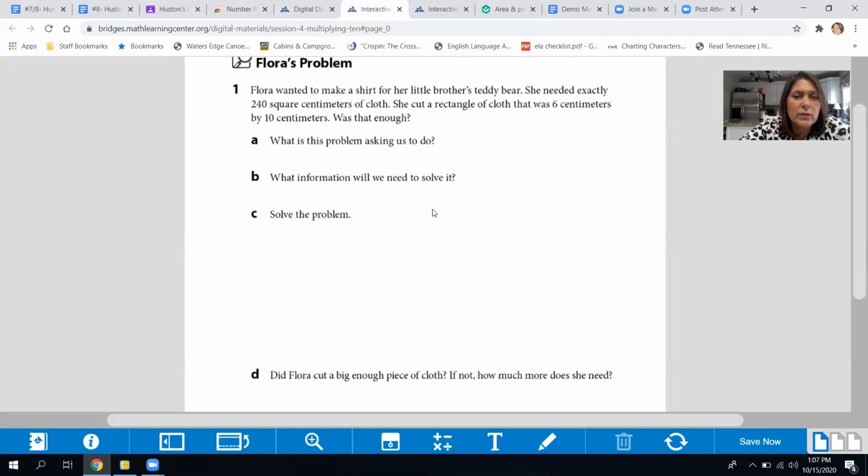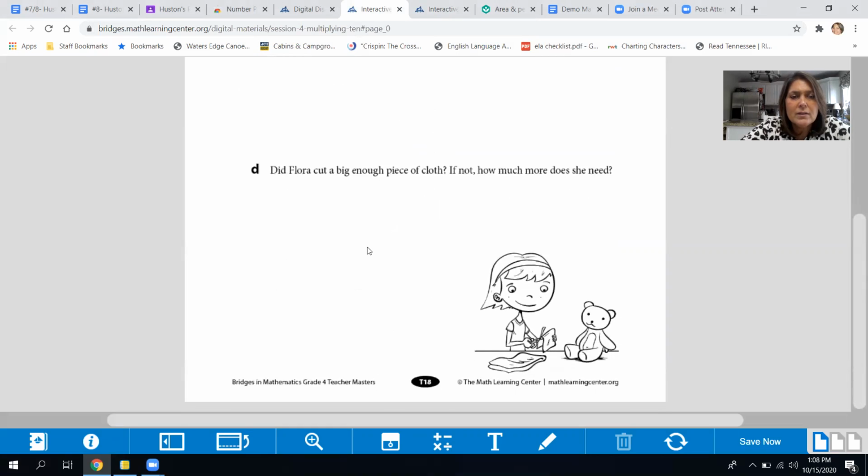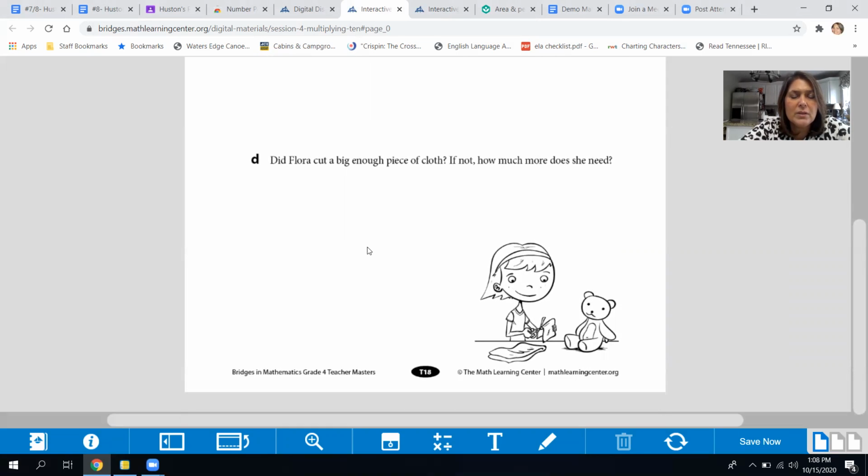What information will you need to solve it? Solve the problem. Now you might have a different way to solve that problem, and that's okay. That actually is going to be addressed on the next page as well. I gave you one way, and you certainly can come up with another way. And then finally, did Flora cut a big enough piece of cloth? If not, how much more does she need?